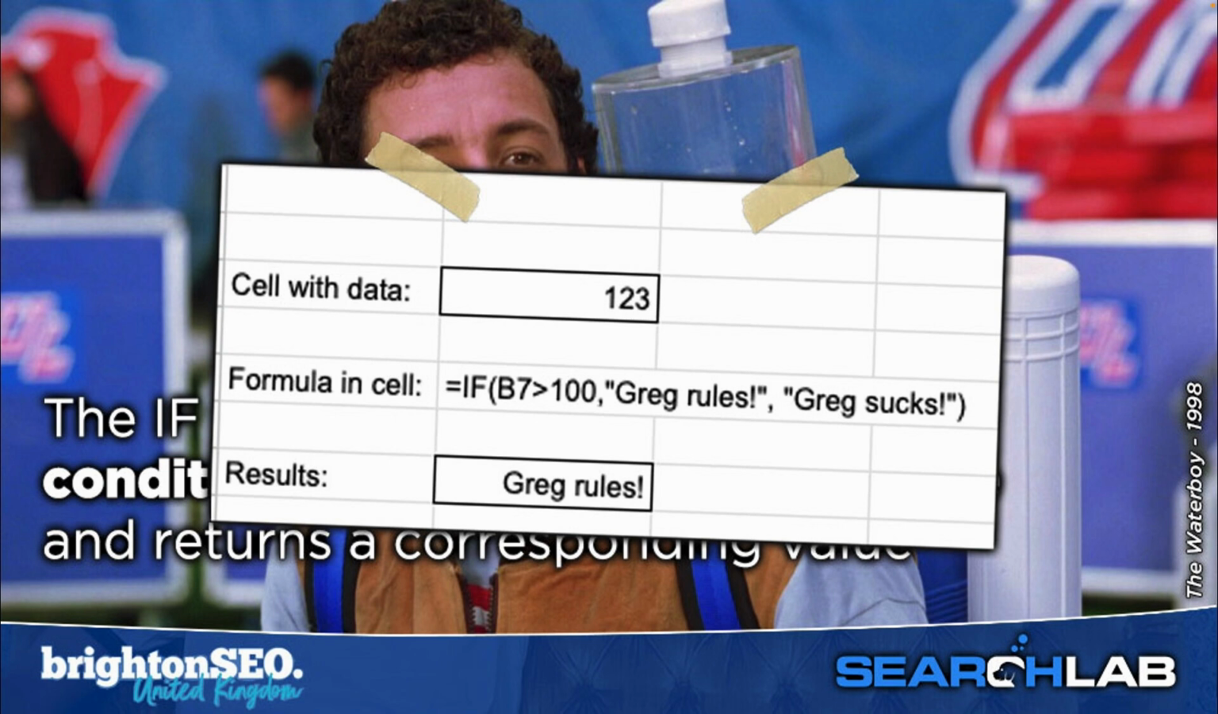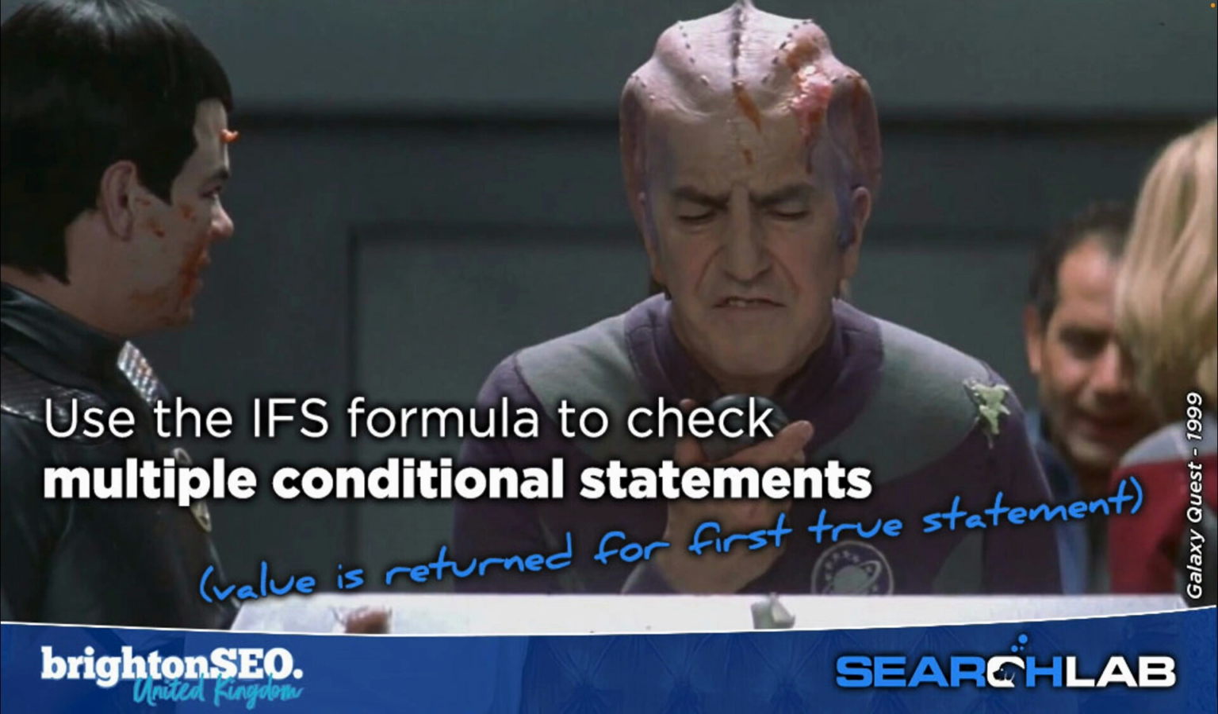And if you need to string multiple IF formulas together, you could do that with IFS. Now you could do IF, and then within the IF, nest another IF, and within that, nest another IF. But if you have multiple statements and you really only need to check the first true statement and it can end, I like to use IFS.